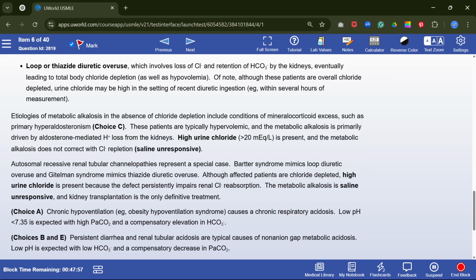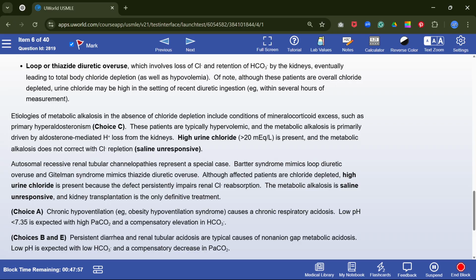Etiologies of metabolic alkalosis in the absence of chloride depletion include conditions of mineralocorticoid excess such as primary hyperaldosteronism. These patients are typically hypervolemic, and the metabolic alkalosis is driven by aldosterone-mediated hydrogen loss from the kidney. High urine chloride, more than 20, is present, and the metabolic alkalosis does not correct with chloride repletion. Saline unresponsive.